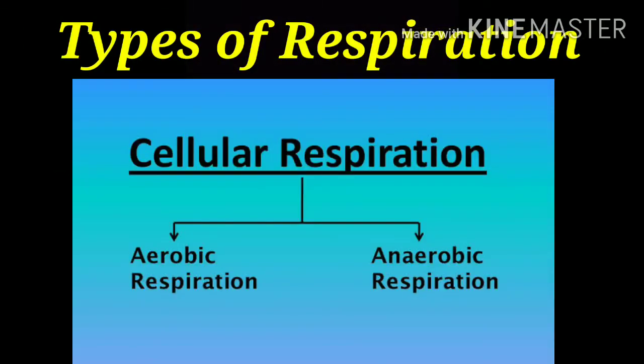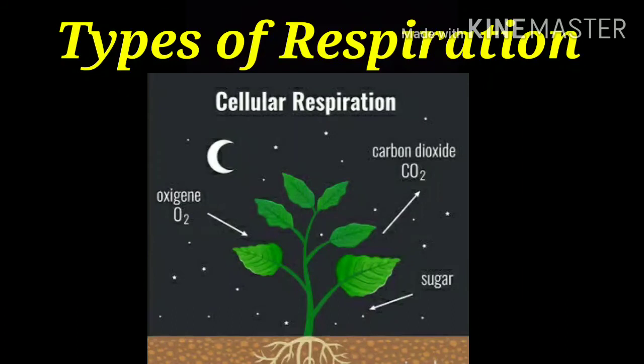Next, types of respiration. Respiration involves exchange of gases between the organism and the external environment. The plants obtain oxygen from their environment and release carbon dioxide and water vapor. This exchange of gases is known as external respiration. It is a physical process. The biochemical process that occurs within the cells, where the food is oxidized to obtain energy, is known as cellular respiration.